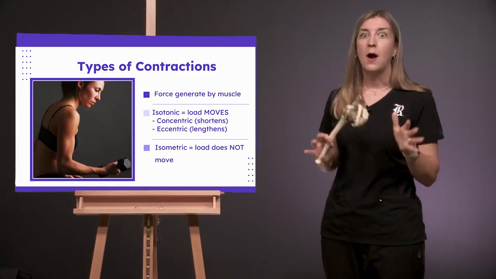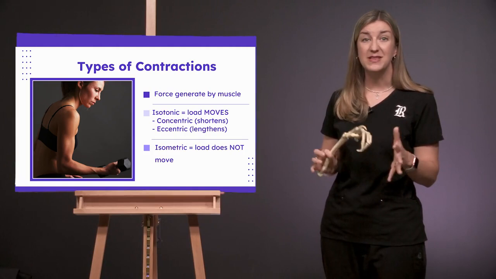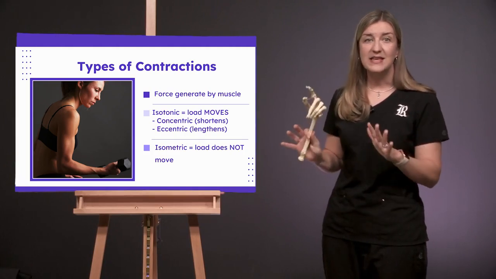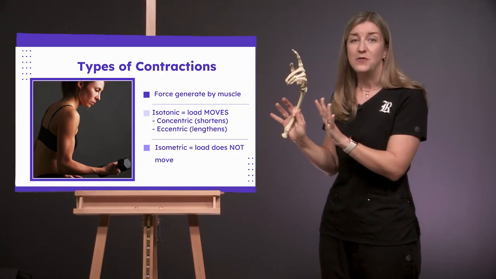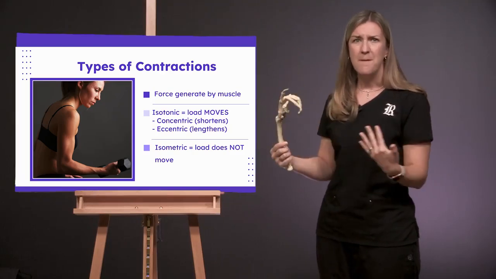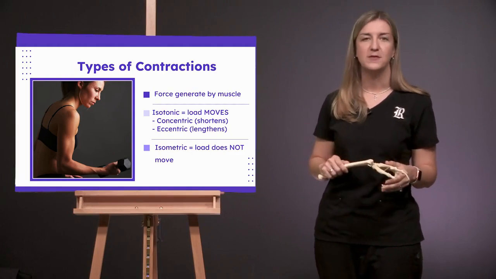Isometric contractions are much simpler. In an isometric contraction, the muscle generates force, but the load does not move. It's like if I were trying to push over a cow or through a wall. My muscle force is insufficient to move the load, but my muscles are still generating force. Try it sometime and see for yourself.